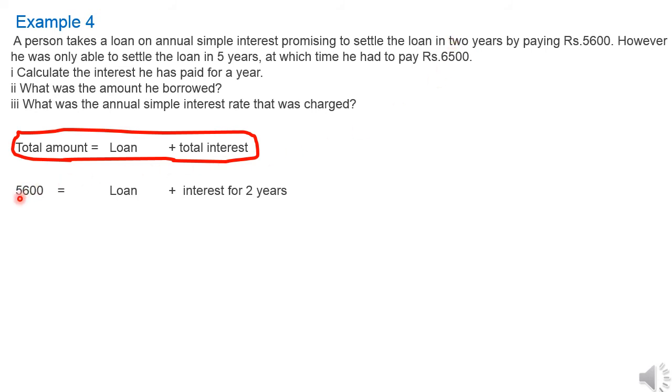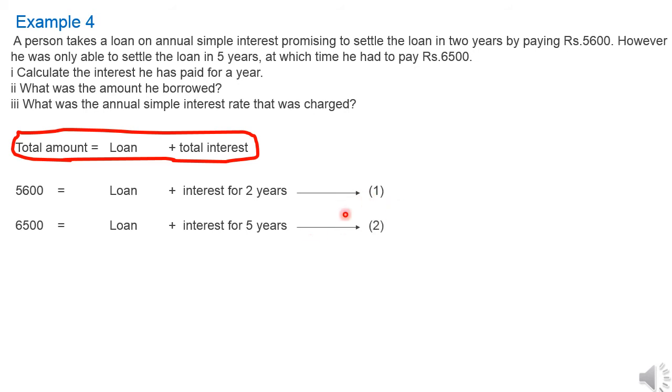That means interest for 2 years, right? 5,600 means loan plus interest for 2 years, because the person settled the loan in 2 years. Then in the other case he was only able to settle the loan in 5 years, and that time he paid 6,500 total amount, right? So 6,500 total amount means, student, here you can see that also has loan and interest for 5 years, right?